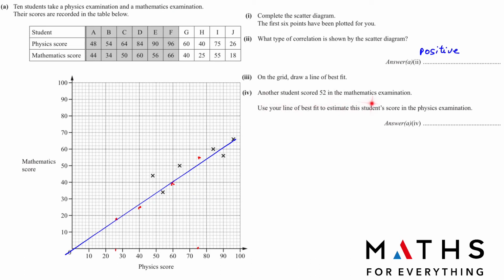Another student scored 52 in the mathematics examination. Use your line of best fit to estimate the student's score in the physics examination. 52 is here. We go to the corresponding value. Now mathematics is 52, that's here, and the corresponding physics score is 74. You can draw a line to check your work. This is 52 and 74. So that's your answer.